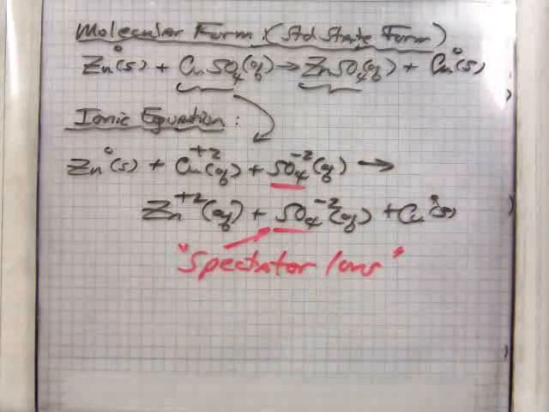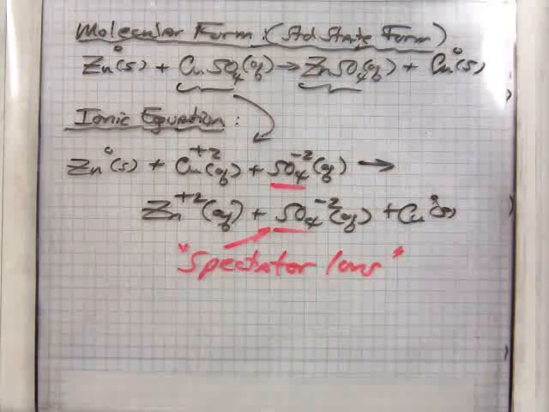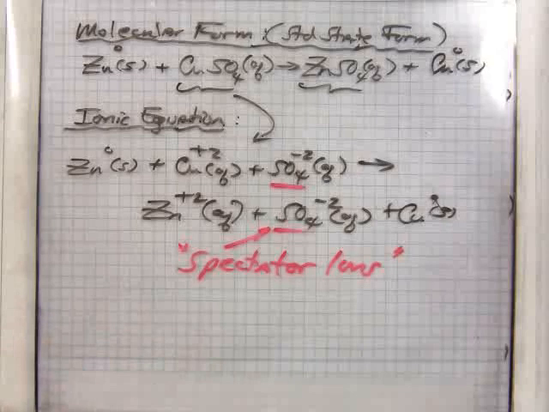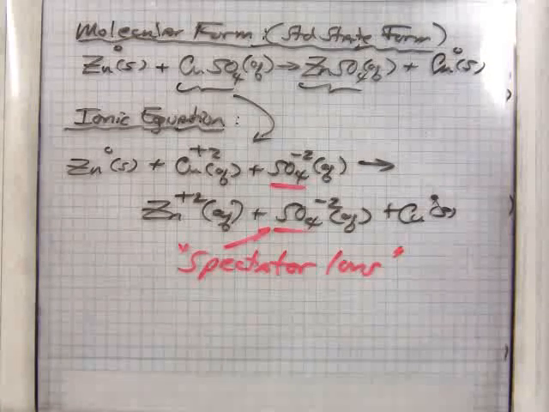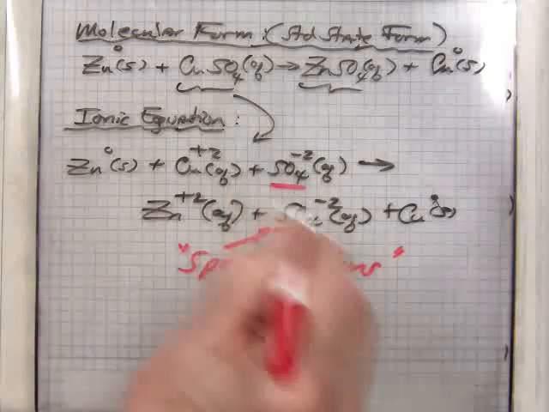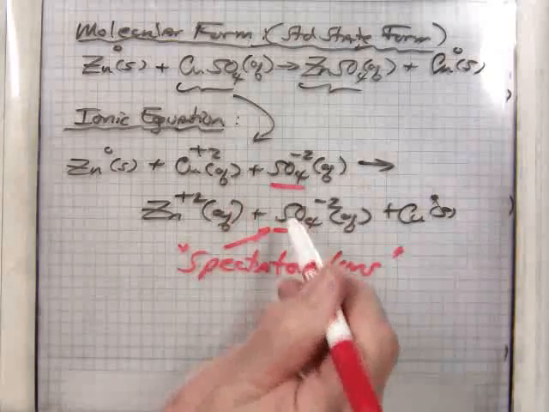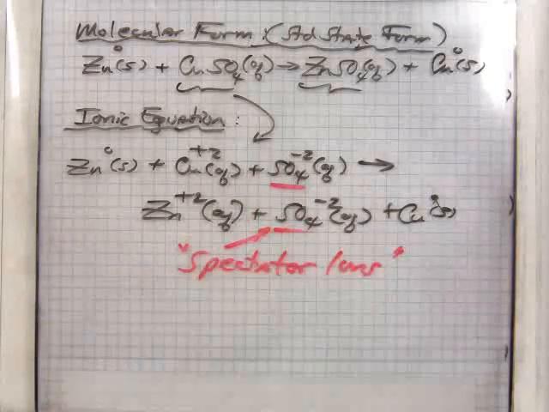Now I'll show you some that have 2 spectator ions, and some that have none. We'll get to that in due time. But if the ion doesn't enter into the reaction, it's referred to as a spectator ion. When you mentally cancel those out, because one's on the left of the arrow and one's on the right of the arrow, and you rewrite your equation, what you have is the net ionic equation.